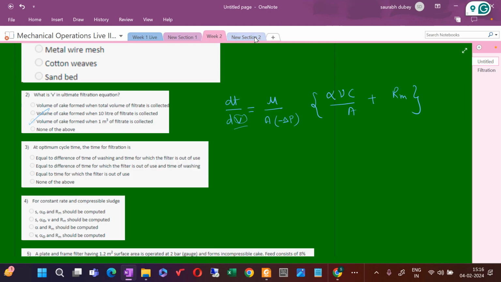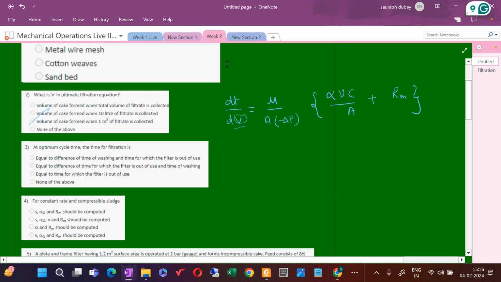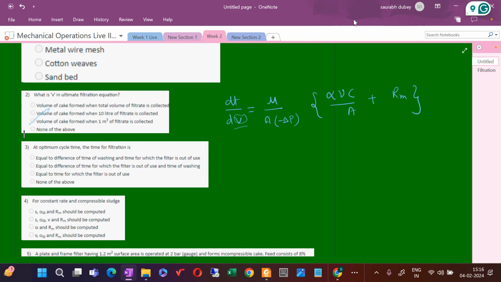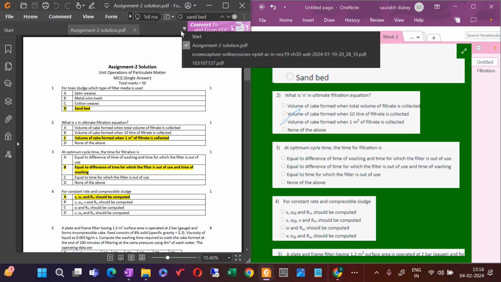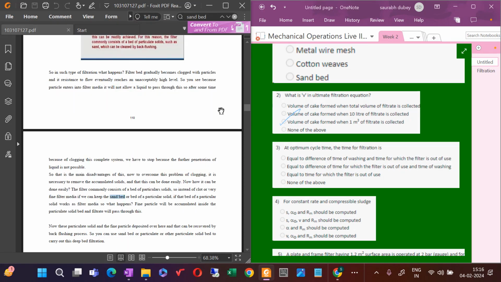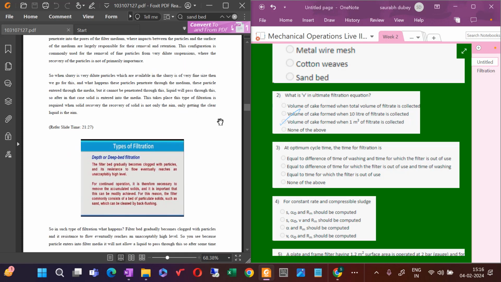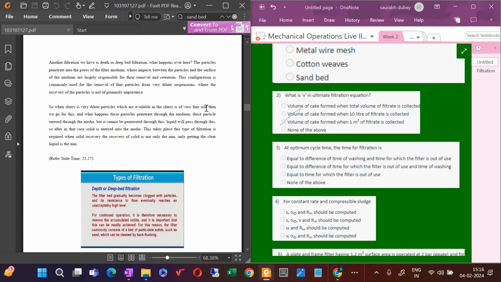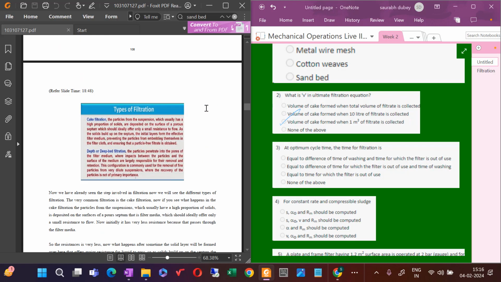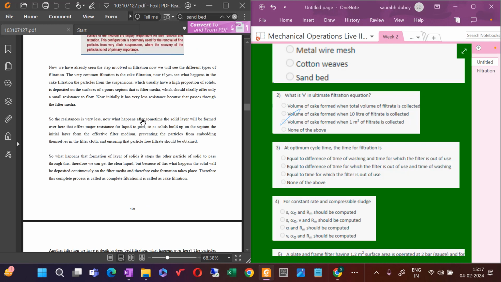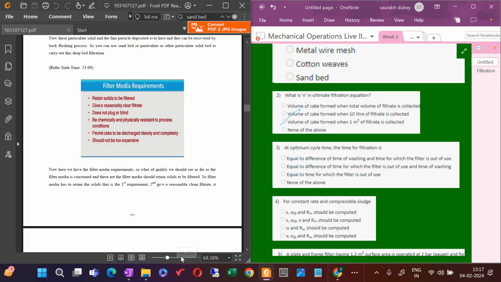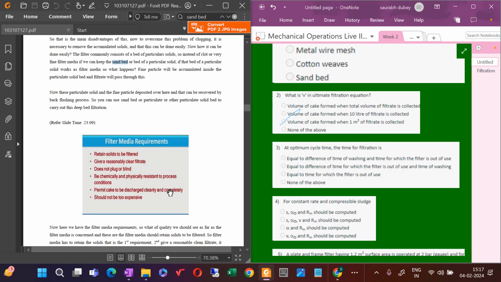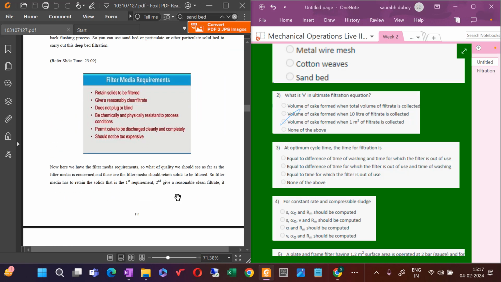And now if you look at the lecture portion also, it has been discussed that you have lots of types of filtration, deep bed filtration and cake filtration. In deep bed filtration you had some thorough discussion on filter media requirement and why it is required. So filter media is basically required to retain the solid to be filtered. That is point number one.